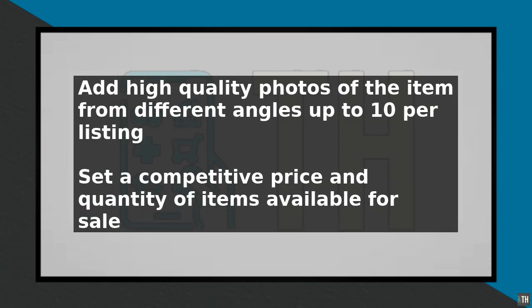You also need to set a quantity, which is the number of items you have available for sale. You also need to select a category and subcategory for your item, which will help buyers find it when searching. You can also add tags to your listing, which are keywords that describe your item and can help with search engine optimization. Finally, review your listing carefully to make sure everything is accurate and complete.